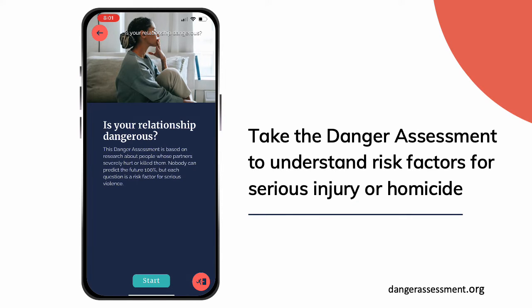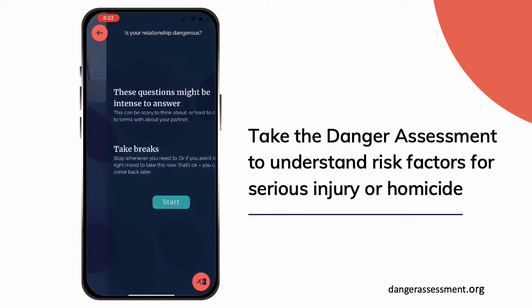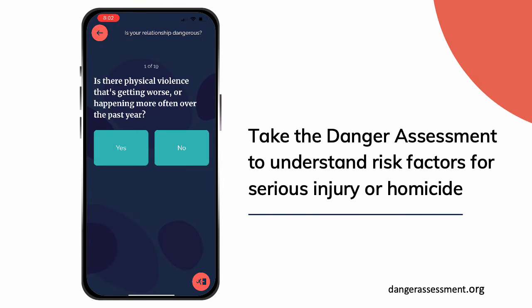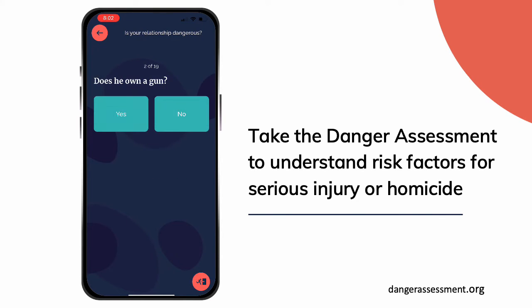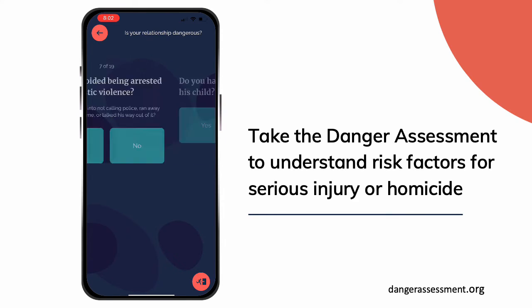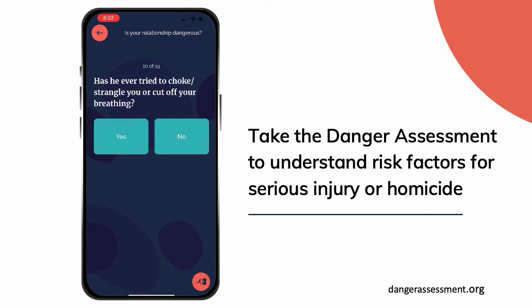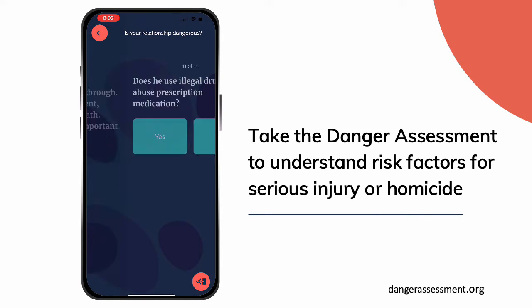For myPlan users, they go through the danger assessment and they're asked a series of questions, and each question is a risk factor for serious violence. Research shows that the more risk factors that are present, the more risk a survivor is in for serious violence and possibly death. The user is then given information after they answer the questions about the level of danger that they may be in from their partner.